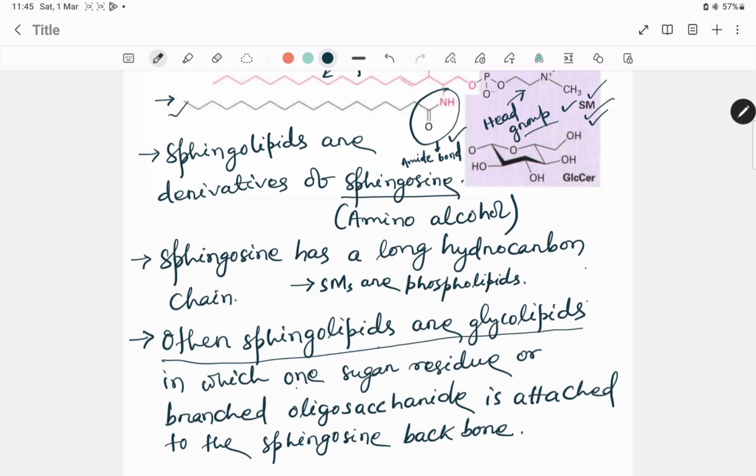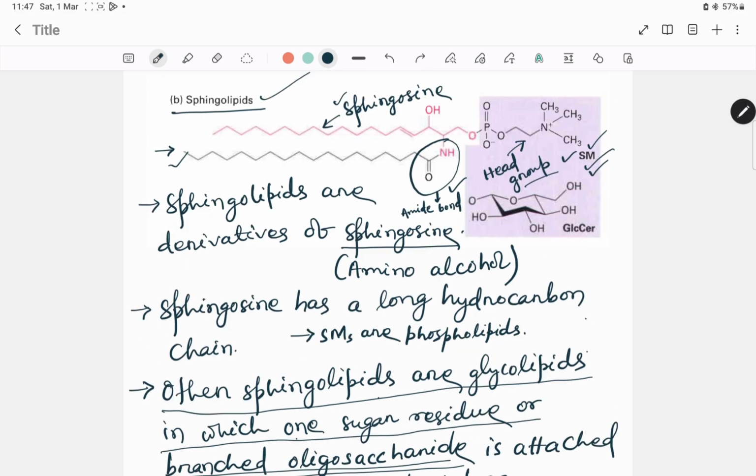Other sphingolipids are glycolipids in which one sugar residue or branched oligosaccharide is attached to the sphingosine backbone. For example, the simple glycolipid glucosyl cerebroside, or GLC-CER, has a glucose head group. This is the glucose head group in GLC-CER.